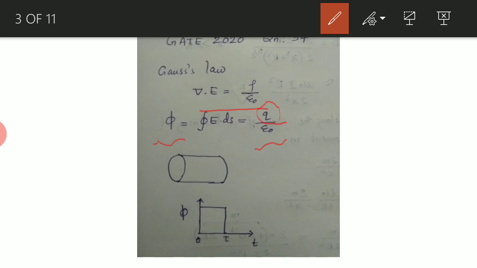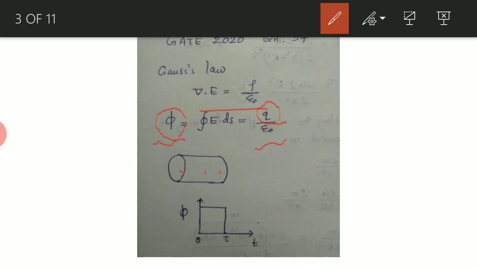The position of the charge q is not taken into consideration when we calculate the flux. Even when the charge is at the left side or the right side or at the middle, the total flux associated with a Gaussian surface is the same, which is q by epsilon 0.